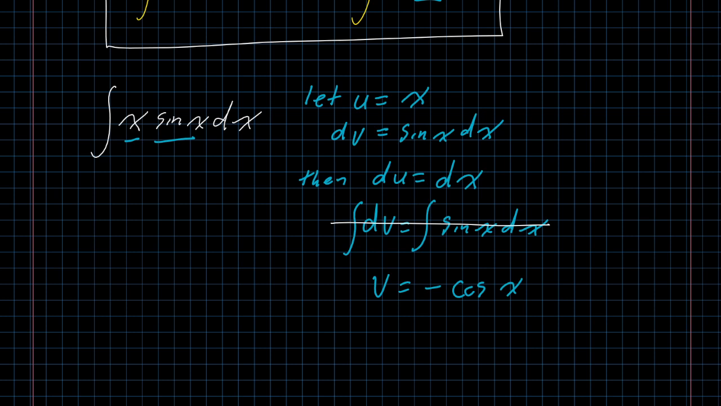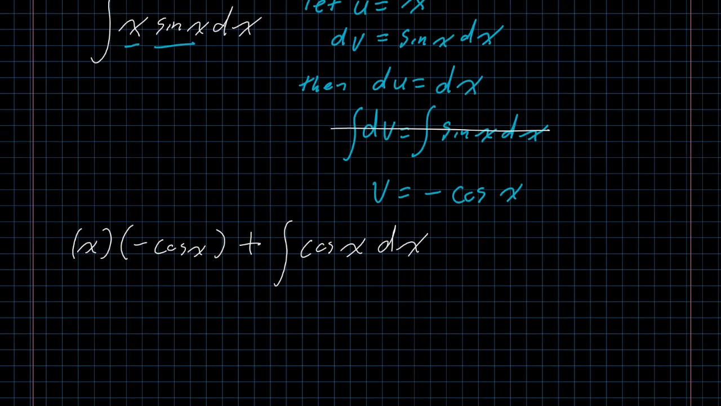We need u, which is x, times v, which is minus cosine of x, minus the integral of v, which is minus cosine x. That minus can come out and turn this into a plus, times du, which is just dx. So just cleaning up that first term, that's just minus x cosine x. Nothing too exciting there. The integral of cosine of x is sine of x. And here at the end, we do need to insert our constant of integration.